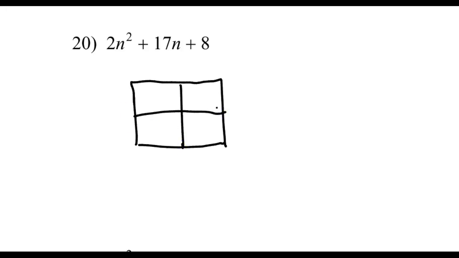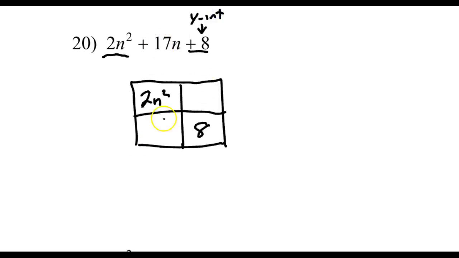So draw the box. We still have the same setup as we did yesterday. I want the 2n squared here. I want the c on the end. That's our y-intercept, by the way. Don't forget that's the y-intercept when we graph.